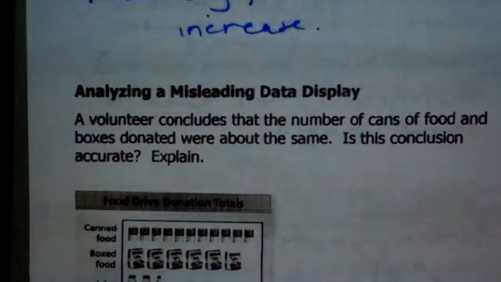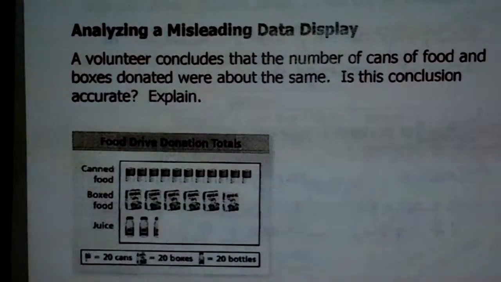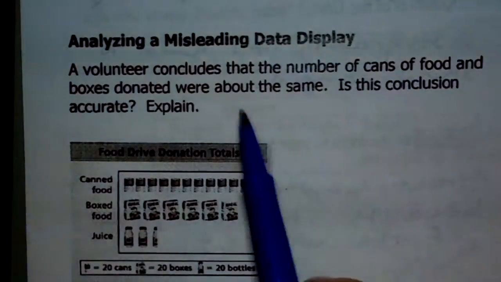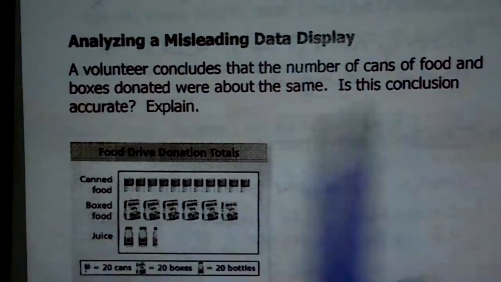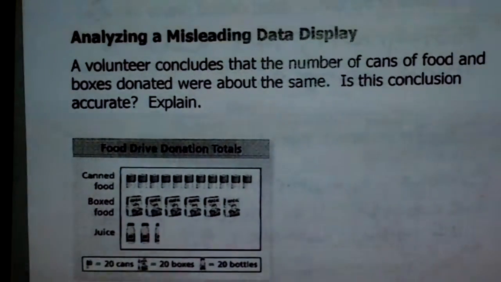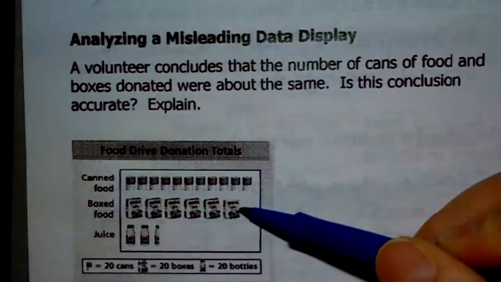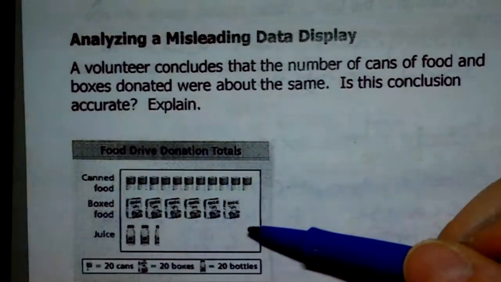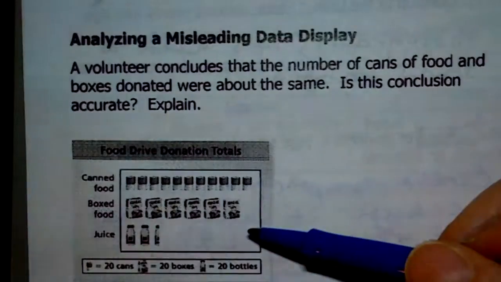Okay, another one here. This is a good one. I think you'll see this a little bit more often than the other. So the moral of the last story was pay attention to the number scales. Okay, a volunteer concludes that the number of cans of food and boxes donated were about the same. Is this conclusion accurate? So here's the cans of food, here's the boxes of food. They both look like they ended almost the same amount. Are they about the same?